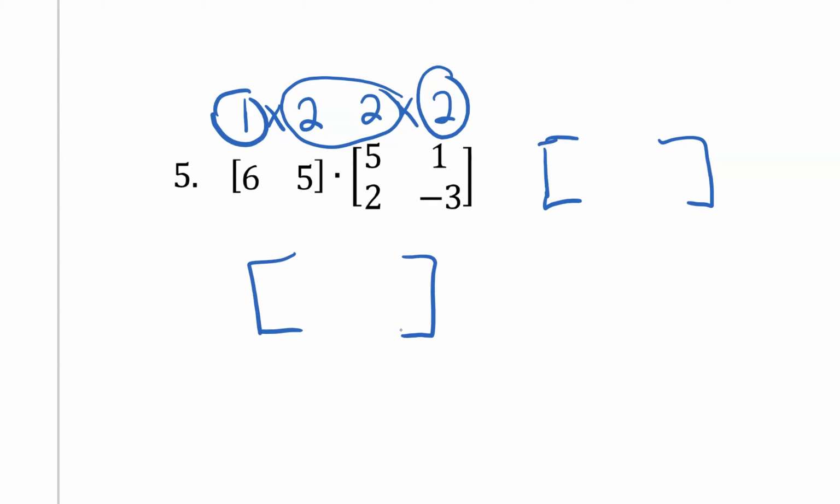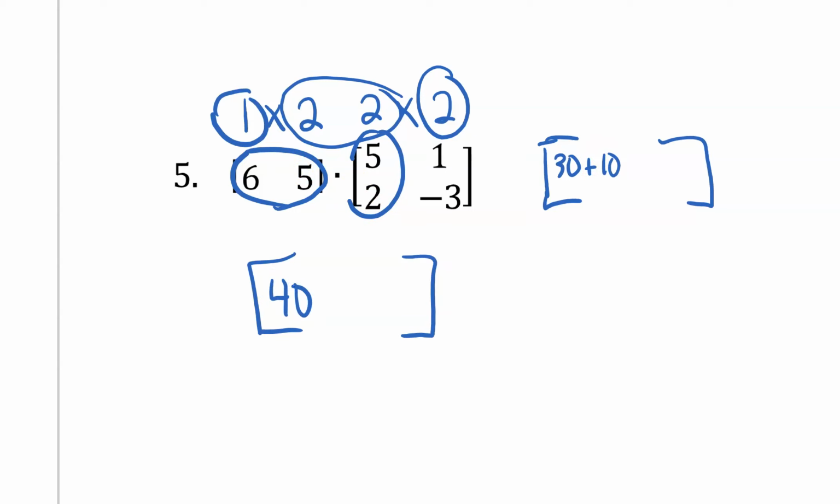All right, so we multiply our only row here by this first column. 6 times 5 is 30, and then 5 times 2 is 10. So 30 plus 10 is going to be 40.